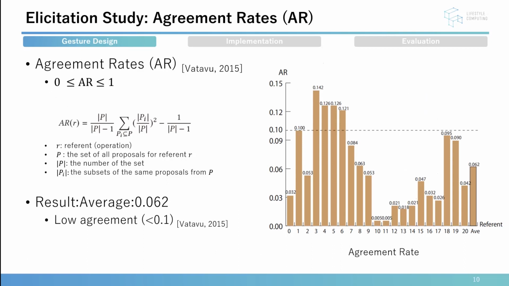We then calculated the agreement rate, AR, which indicates the degree of agreement of the suggestions between participants. The definition formula is shown here, and the max is 1 and the minimum is 0. The higher the AR, the more participants agree on the same proposal. The results are shown in the diagram on the right. The average was 0.062, the minimum was 0.005, and the maximum was 0.142. According to Vatavu et al., agreement below 0.1 is interpreted as low, which means that many different gestures were proposed between users in this study. This means that the input using the mask strings has diversity.